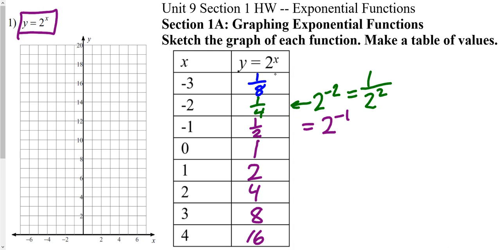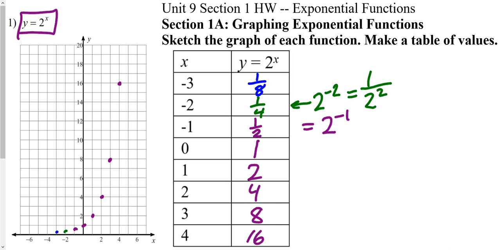So if we just plot these points, 3 to the left, up 1/8. 2 to the left, up 1/4. And then 1 to the left, up 1/2. And then 0 left and right and up 1. 1 to the right, up 2. 2 to the right, up 4. 3 to the right, up 8. And then 4 to the right, up 16.